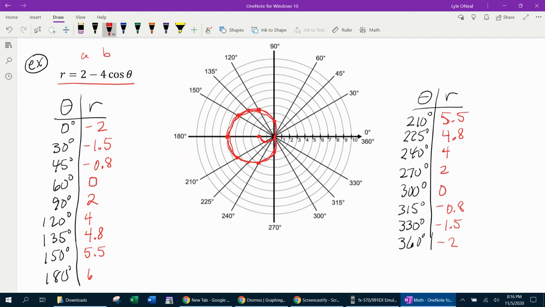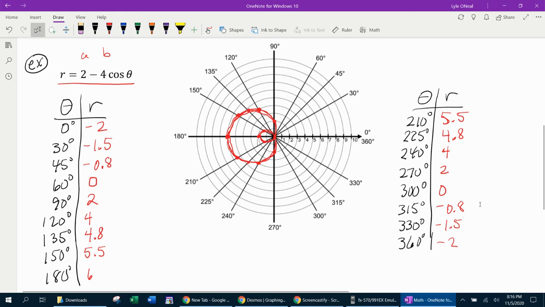At 300, we're at 0. At 315, we're at negative 0.8, negative 1 point, whoops, I put that in the wrong spot. Negative 0.8, negative 1.5. So that's going to complete this inner loop part here. And as you can see, we did get a Limacon with an inner loop as predicted. Whew, man, lots of work.